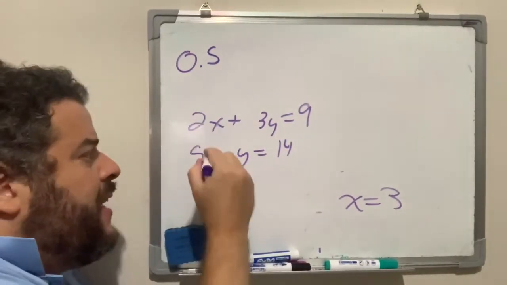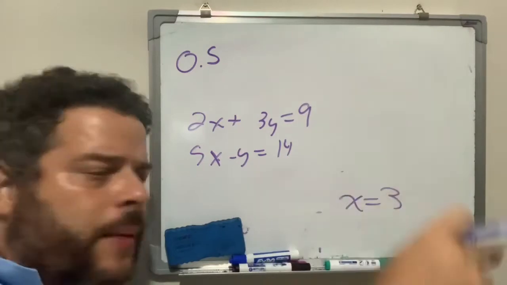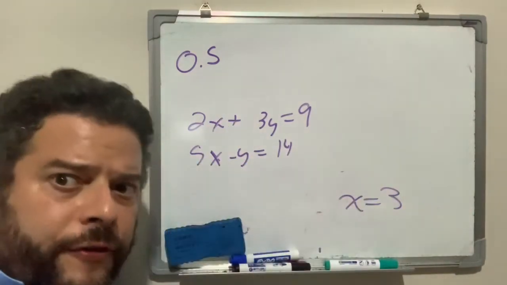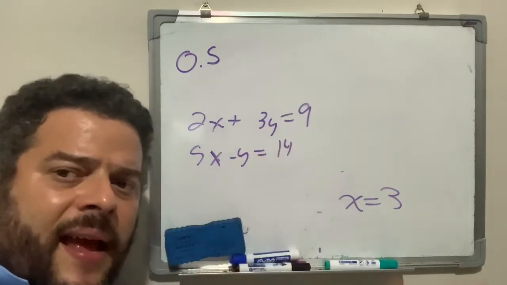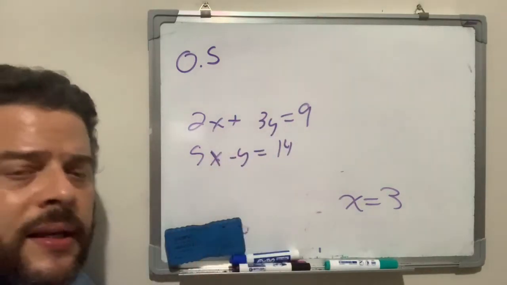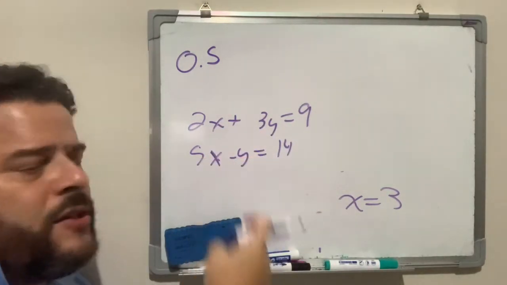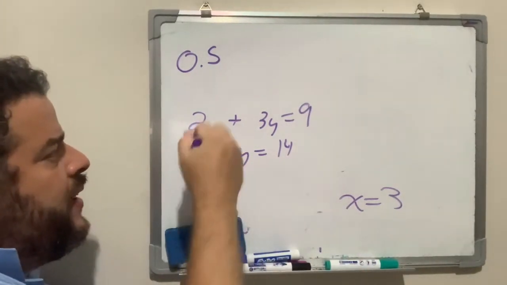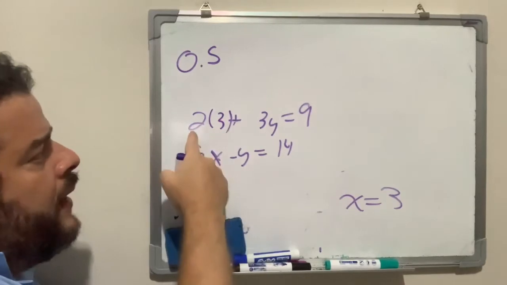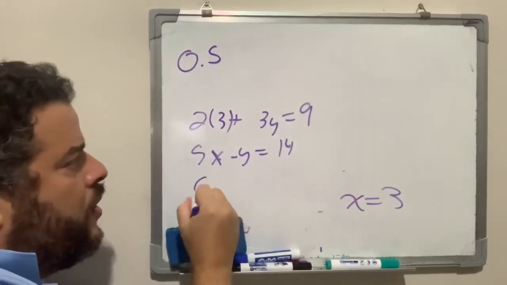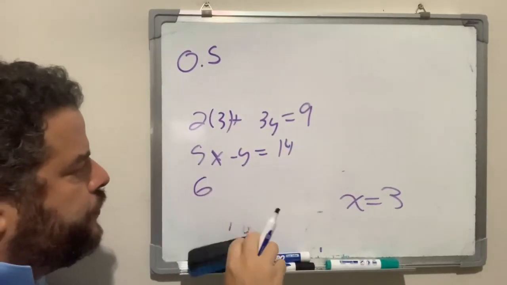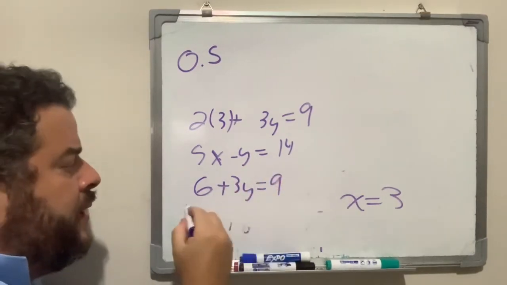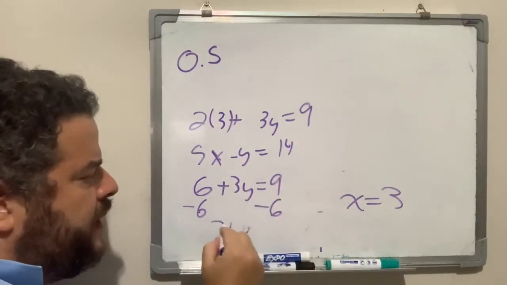You can pick any of these two equations and substitute the x for the x value here, and then solve for your y. That's gonna give you your x and your y. You can choose any. I'm gonna choose the top one because my y is positive. It's just simpler that way. So I'm gonna substitute this x for 3, and 2 times 3 is 6. So you have 6 plus 3y equals 9.